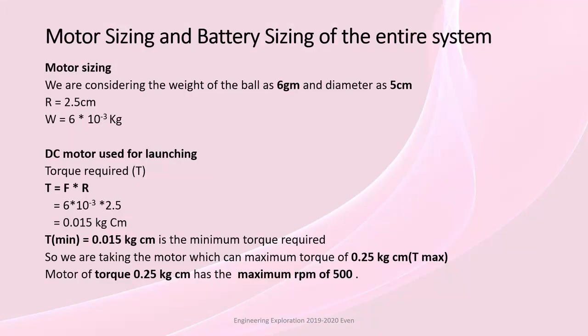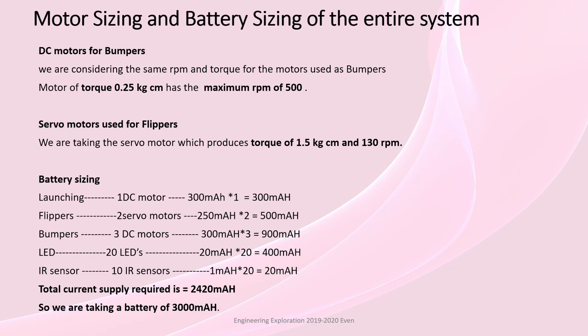Motor sizing and battery sizing of the entire system. Motor sizing: we are considering a ball of weight 6 grams and a diameter of 5 cm. By the calculations made, the minimum torque required for the DC motor used for launching is 0.015 kg/cm. So we are considering a motor of maximum torque 0.25 kg/cm, which has a maximum RPM of 500. DC motor for bumpers: we are considering the same motor of torque 0.25 kg/cm and maximum RPM of 500.